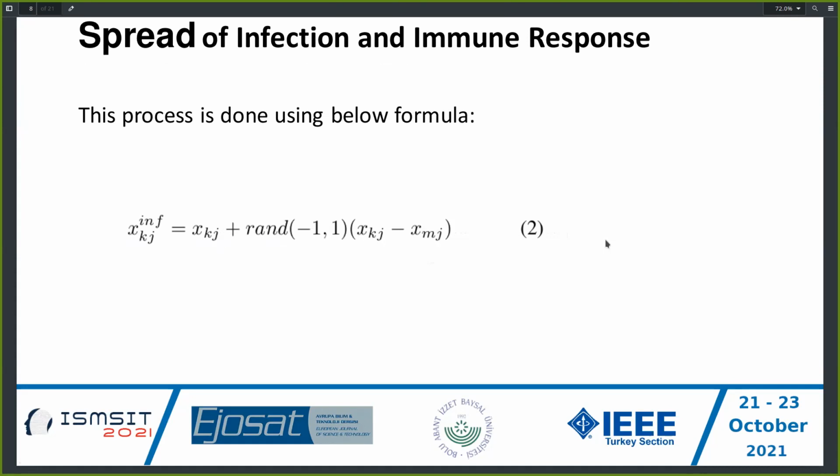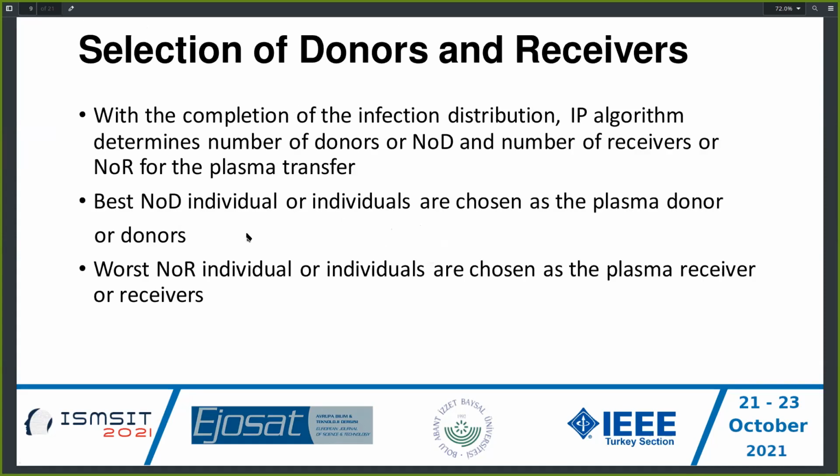The next process is the spread of infection and immune response, and it uses this formula. In this formula, we are using a random number between -1 and 1, and we choose an infected person and a not infected person. So we are spreading the infection. X_mj is the infected person, and X_kj is the yet to be infected person. Using this formula, we spread the infection between the population individuals.